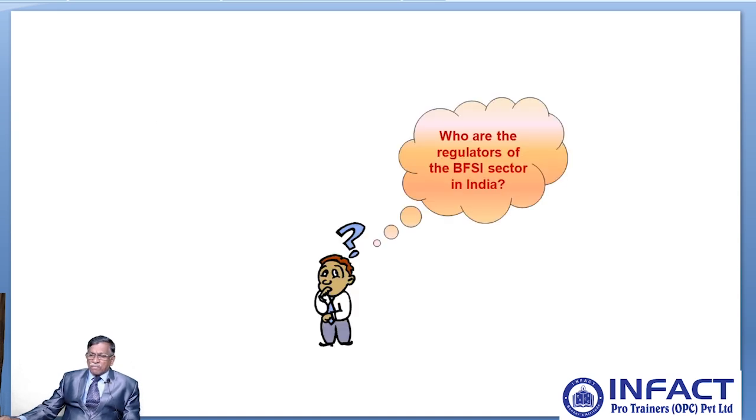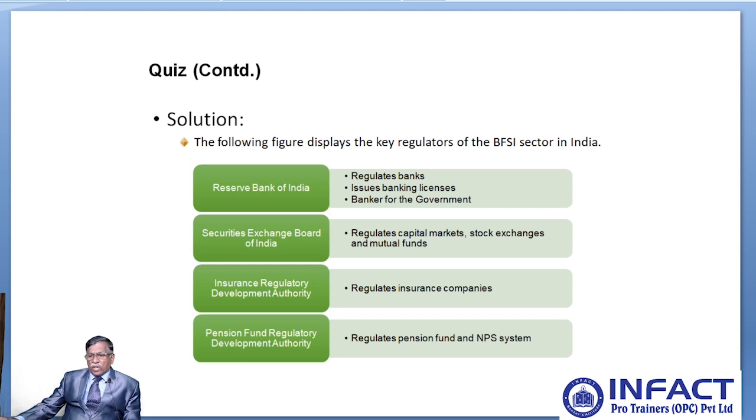Who are the regulators of the BFSI sector in India? The following figure displays the key regulators of the BFSI sector in India. Reserve Bank of India. The Reserve Bank of India regulates banks. It issues banking licenses. It is the banker for the government. Then we have SEBI, that is the Securities Exchange Board of India. It regulates capital markets, stock exchanges and mutual funds. Then we have IRDA, that is Insurance Regulatory Development Authority. It regulates insurance companies. Then we have Pension Fund Regulatory Development Authority, which regulates pension funds and the NPS system.